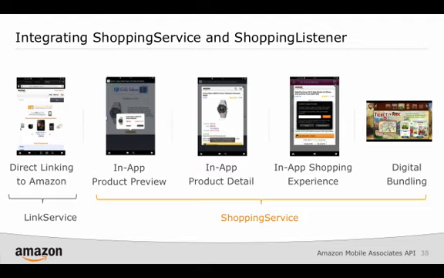Using the shopping service, you are able to provide the customer with details about the product from within your app, as opposed to the link service's methodology of sending the customer directly to the mobile-optimized Amazon site. In this way, the customer can spend more time in your app as they make their purchase decision. Now, we will walk through each of these in turn, starting with in-app product preview.